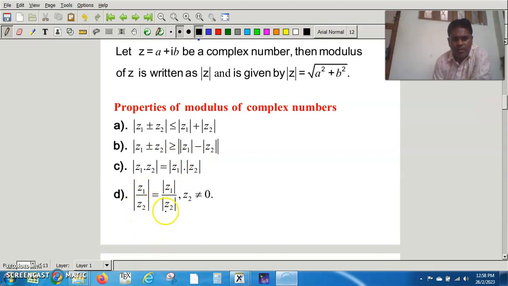Now the last one we have to be very cautious about. The modulus of z1 by z2 is equal to the division of their moduli, but we need to be very cautious that z2 should never be 0. If it becomes 0, then we cannot find the modulus of the division of two complex numbers.